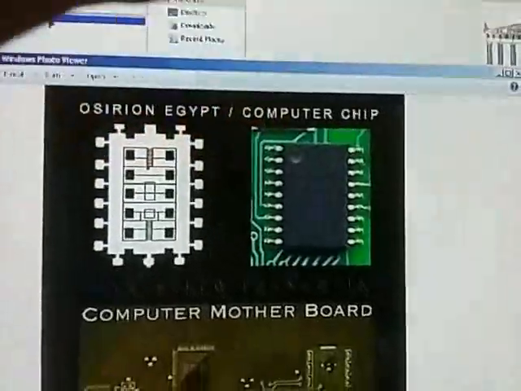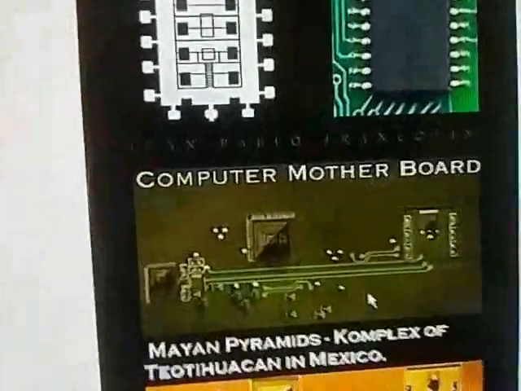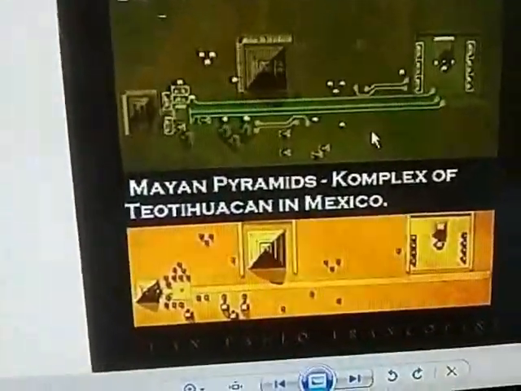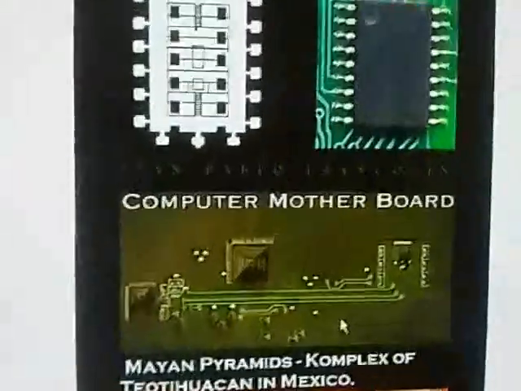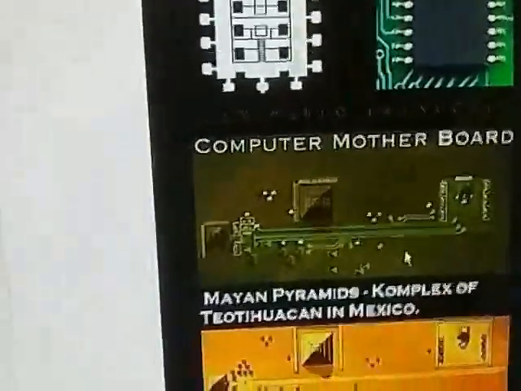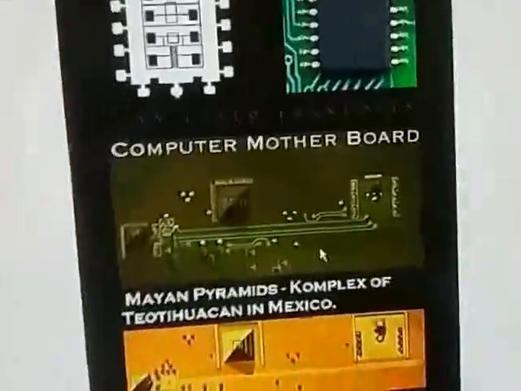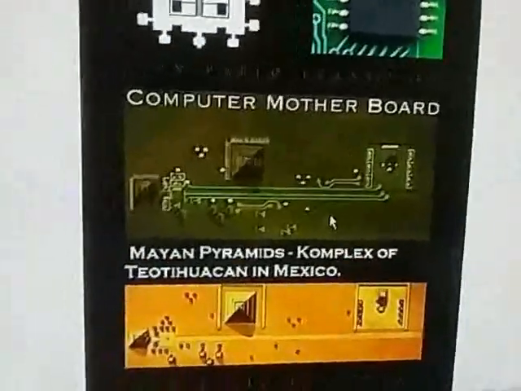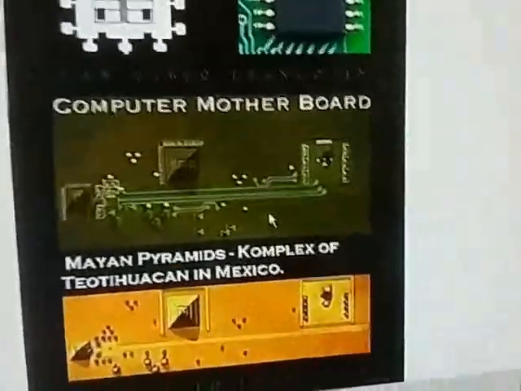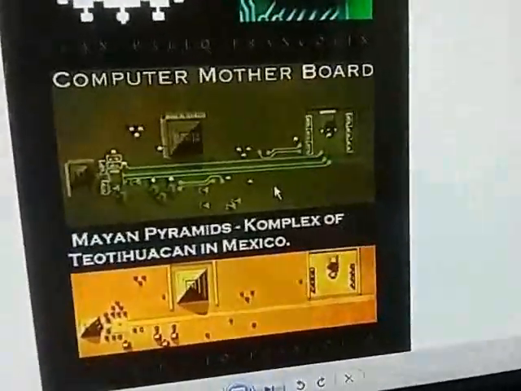Osirian, Egypt, computer chip, computer motherboard, Mayan pyramids. I mean, that's just too amazing. It's macrotechnology. It's just a large scale. I mean, it's all semiconductor chips. They're monolithic circuits. Now, how amazing is that? We got something called a monolithic circuit.